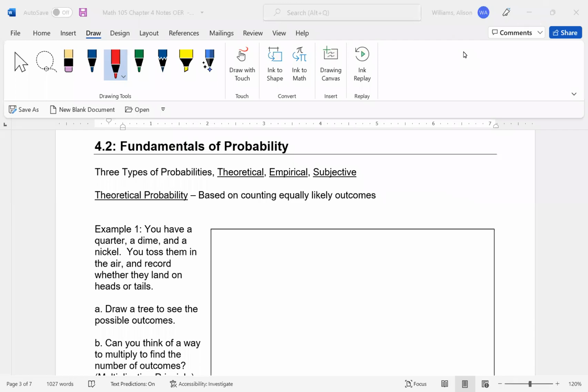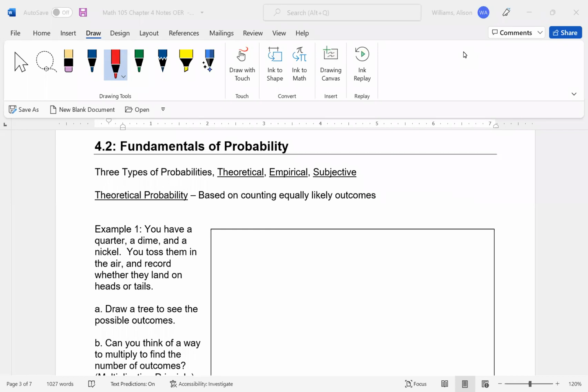In this video, we're going to talk about the fundamentals of probability, and we're going to focus in on three types: theoretical, empirical, and subjective. So theoretical is the idea that we are basing it on things having an equally likely chance of occurring. So when I'm tossing a quarter, a dime, and a nickel, there's an equally likely chance I'm going to get heads or tails, right? 50-50 chance on those two outcomes when I toss the coin.